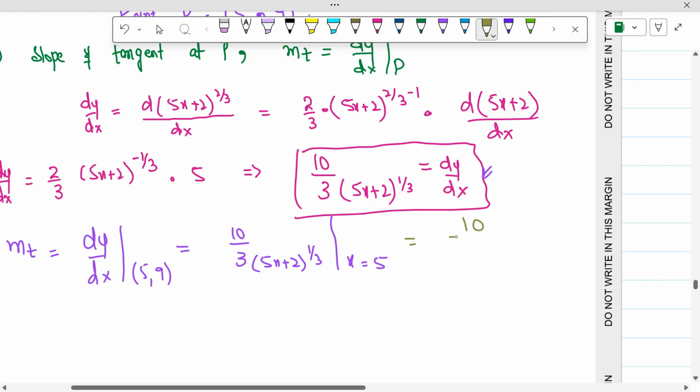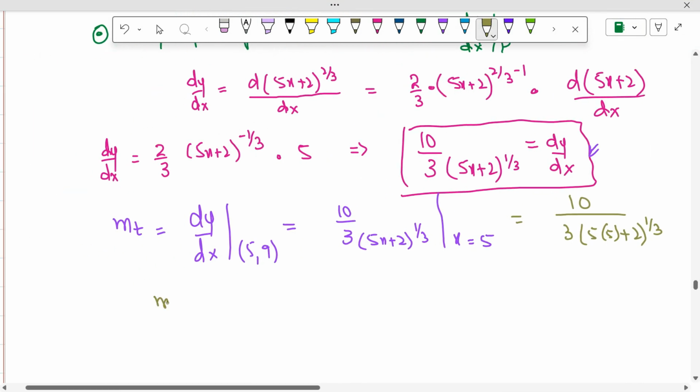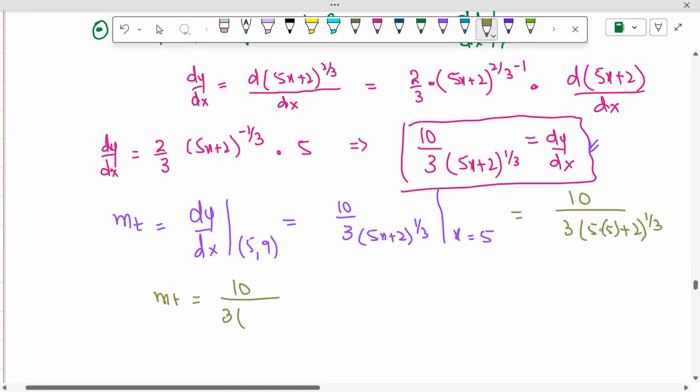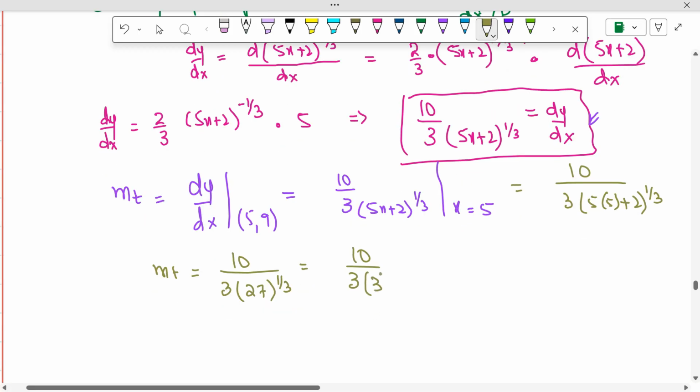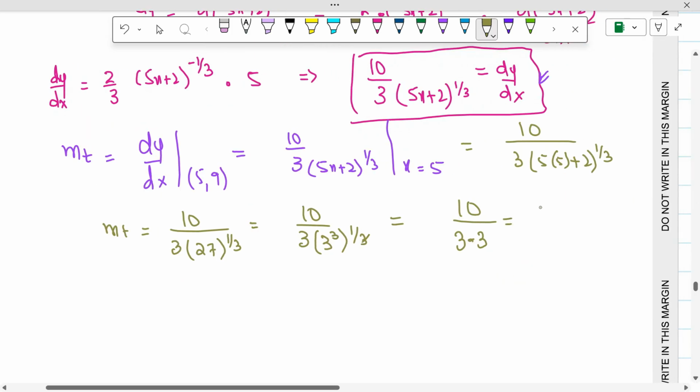So 10 over 3, (5 times 5 plus 2) to the power 1 by 3. So the slope of the tangent is 10 over 3 times, 5 times 5 is 25 plus 2, which is 27 to the power 1 by 3. 27 can be written as 3 cubed, to the power 1 by 3, and this is 10 over 3 by 3, and this is the slope of the tangent, which is 10 over 9.